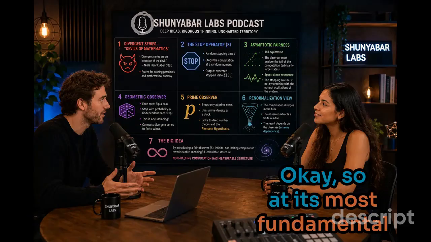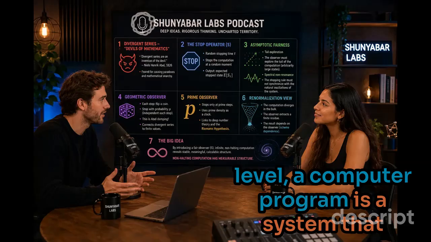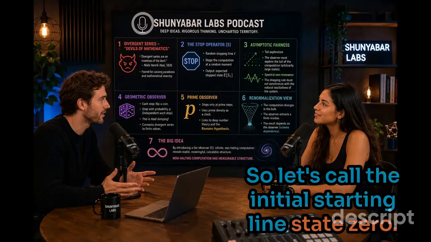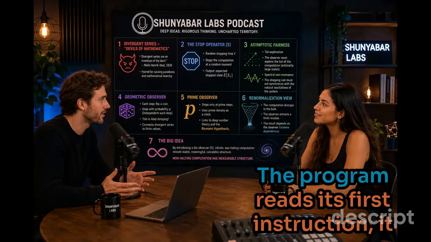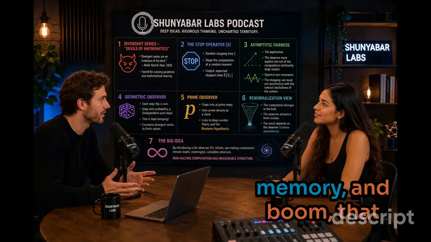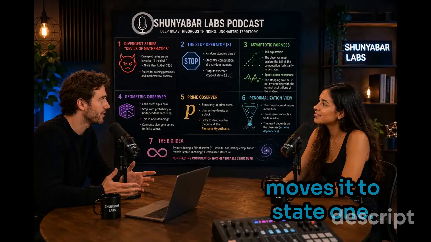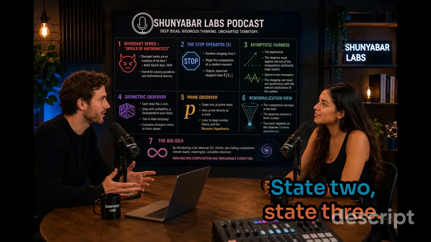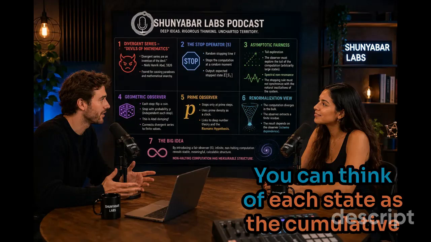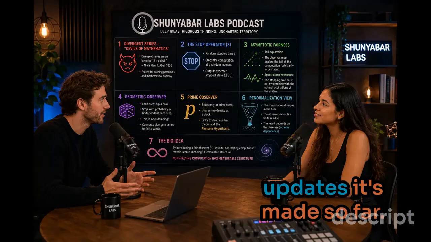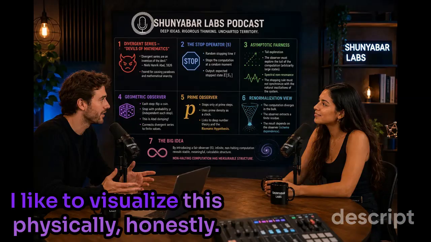Okay, so at its most fundamental level, a computer program is a system that moves from one state to the next. So let's call the initial starting line state 0. Okay, state 0. The program reads this first instruction, it performs a tiny calculation, updates its memory, and boom, that moves it to state 1. And then it just loops that process. Exactly, it does it again. State 2. State 3. You can think of each state as the cumulative sum of all the little incremental updates it's made so far. I like to visualize this physically, honestly.